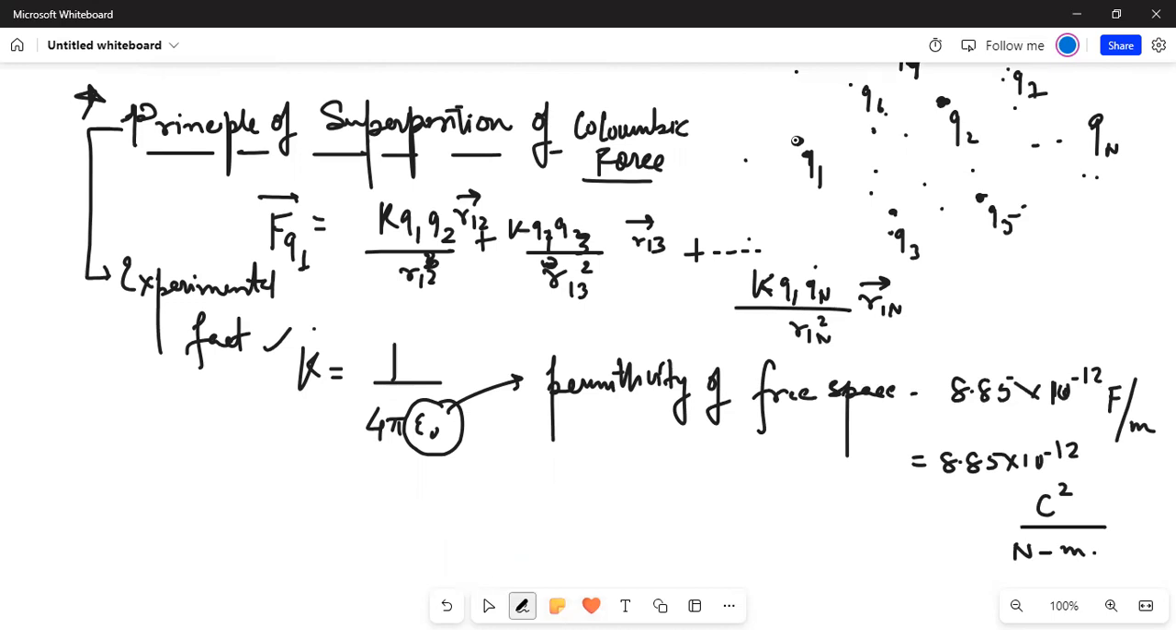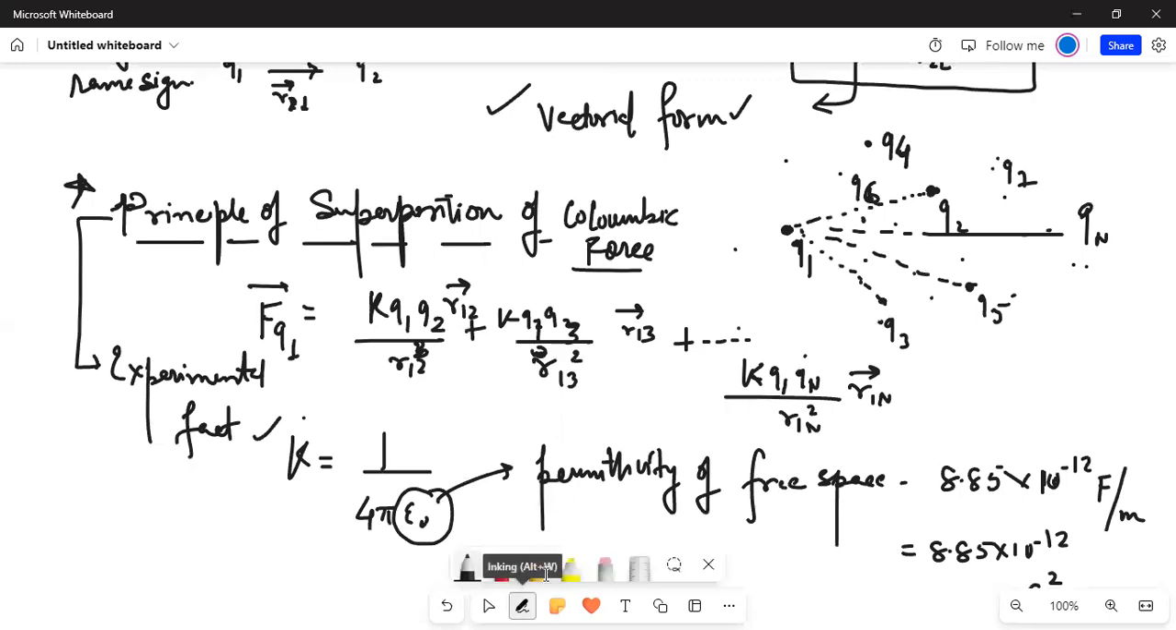If I have to find the force on Q1, then I have to calculate all the forces due to all the charges which are present. So basically, if I want to find the force on charge Q1 due to Q2, it will remain undisturbed or unperturbed due to the presence of other charges. So what will be the force due to charge Q3? What will be the force due to charge Q5? What will be the force due to charge Qn? What will be the force due to charge Q4? And so on and so forth.